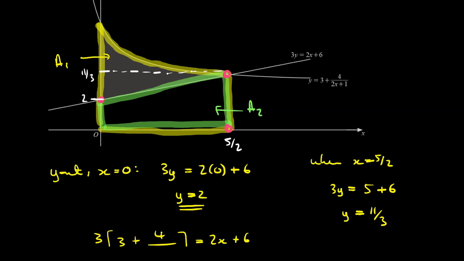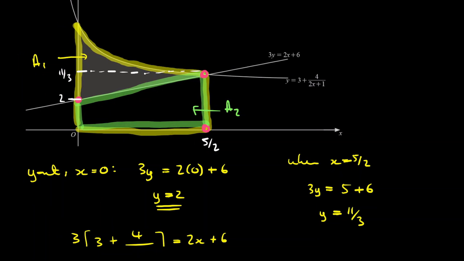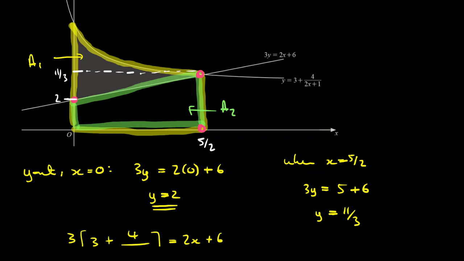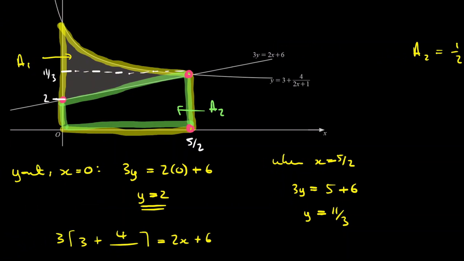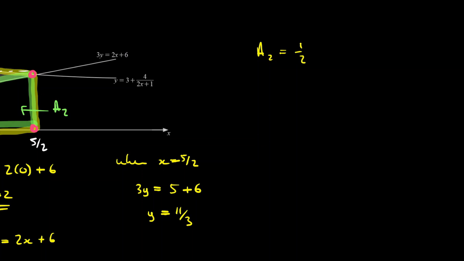First of all, what should I do? I think I'm going to find the area of the trapezium. The area of a trapezium is going to be a half of this length plus this length times this width here. So I'm just going to move across to the right. So the area of trapezium, so area 2, is equal to a half of 2 plus 11 upon 3, times the width, which is 5 upon 2.